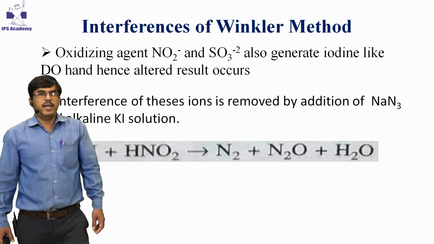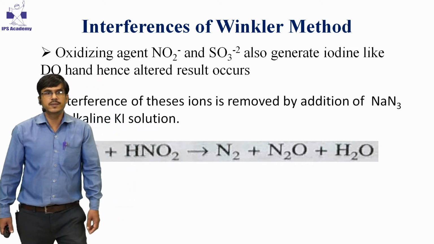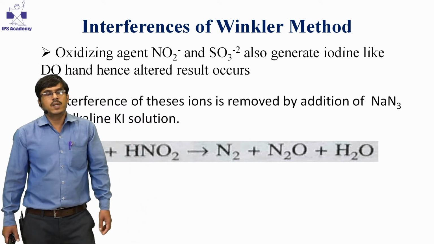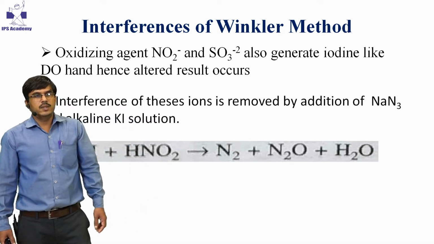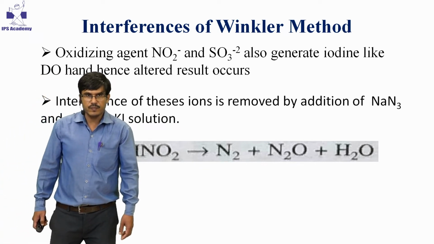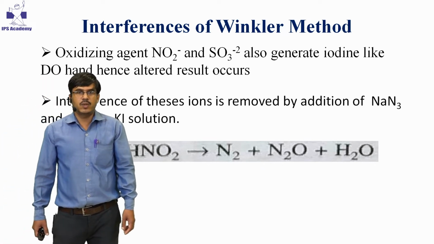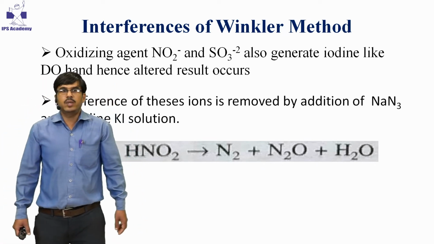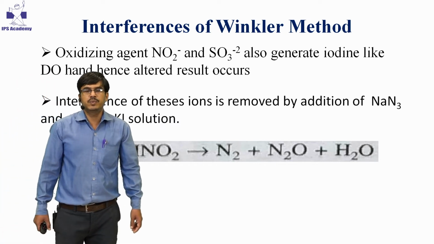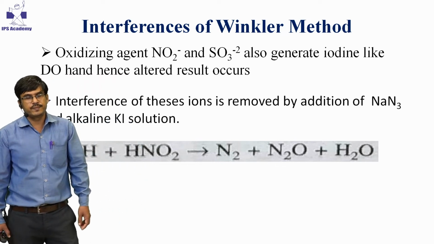Nitrite and sulfite ions generate iodine like dissolved oxygen. When they also produce iodine, the result that we obtain will be wrong because of the presence of these ions. So before determining dissolved oxygen, we have to destroy these ions, and they can be easily removed by addition of sodium azide and alkali KI solution.